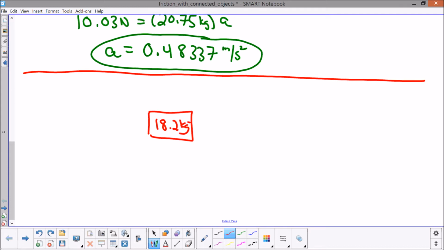On the 18.2 kilogram box, there was the 50.7 newtons acting directly on it. The force of kinetic friction between that box and the ground is acting directly on it also. This was the one that was 35.672.